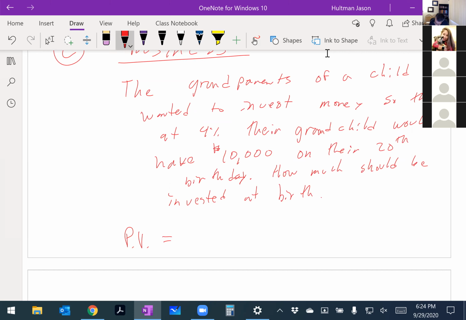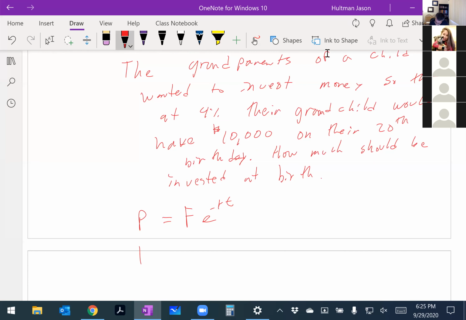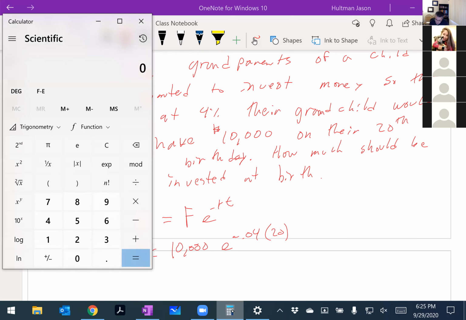The present value is going to be equal to the future value times e to the negative rt. Okay, present value is equal to future value e to the negative rt. Okay, so what do we want? We want the future value to be 10,000. We want the rate to be 4%, and the time is going to be 20. So all I do is plug this in. Let me do that real quick. Okay, let's plug it in.